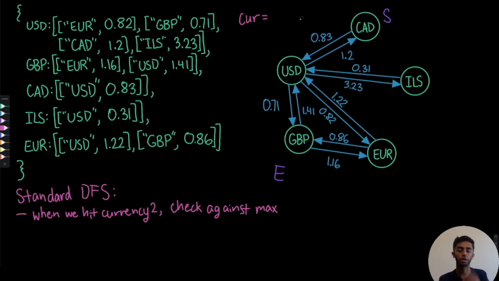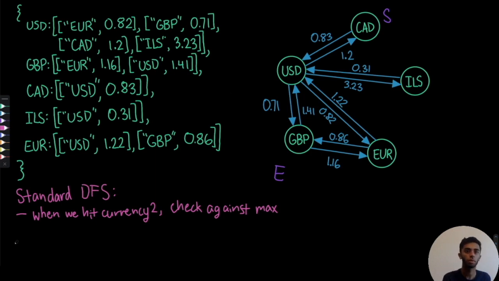The reality is that each node should have its own information. At US dollars, we can track what the exchange rate was that it took to get from our start currency to US dollars, the current currency. So the way we can do this is using an approach that we've seen many times before. Whenever we put a node into our stack for a DFS, we will also put the exchange rate from the start currency to that currency with it.